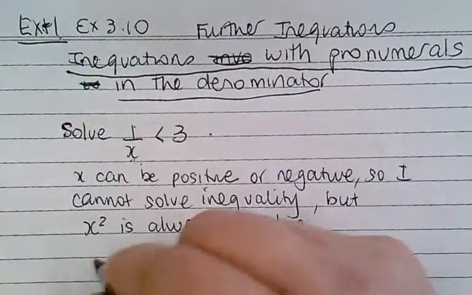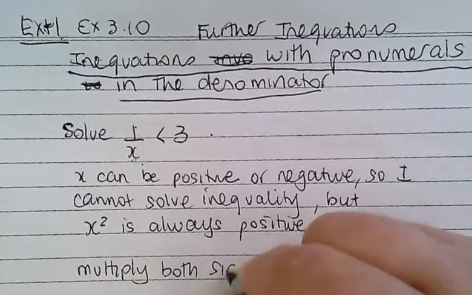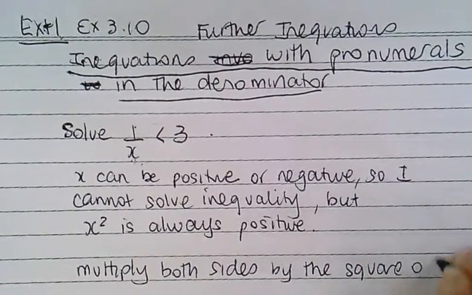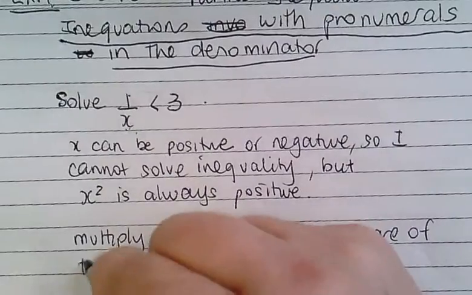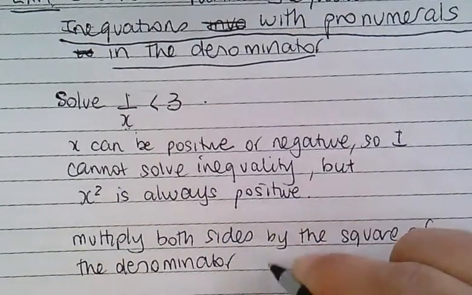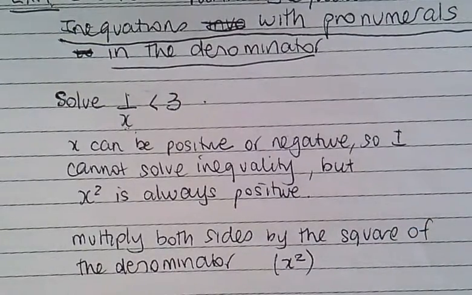So what we're going to do is multiply both sides by the square of the denominator. You know how the denominator is x? We're going to multiply both sides by x squared. You know why? We've got x on the denominator, and I don't want x on the denominator. Once x is on the numerator, this is easy to solve.